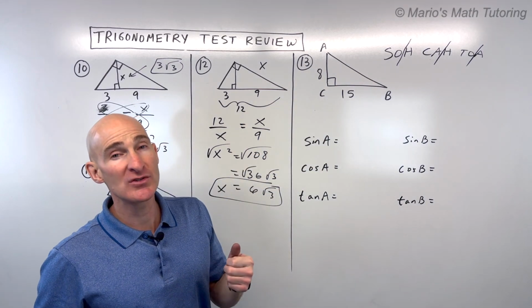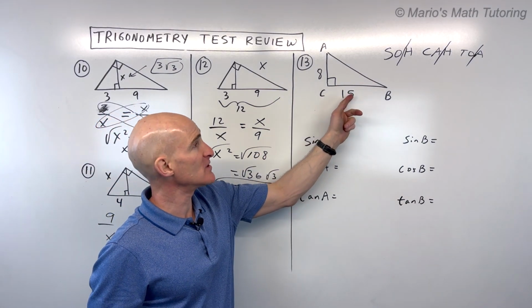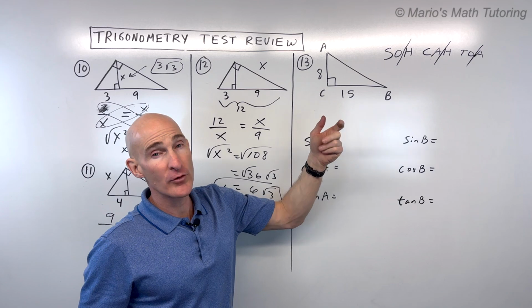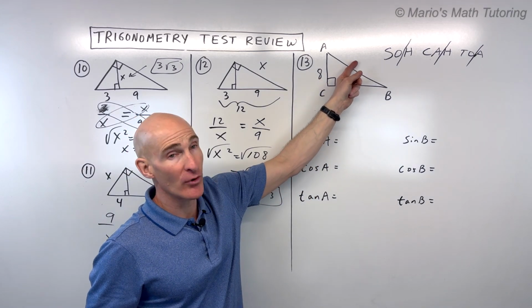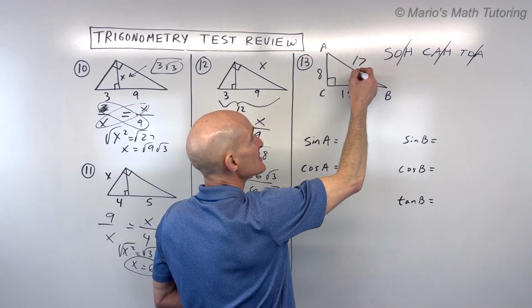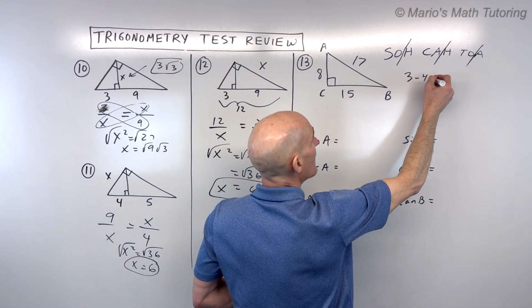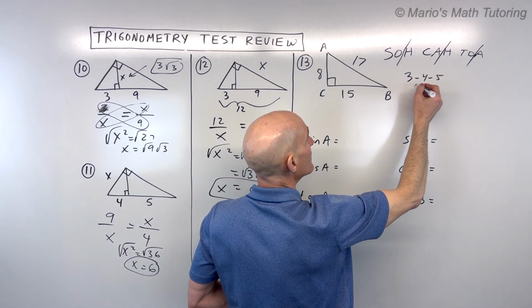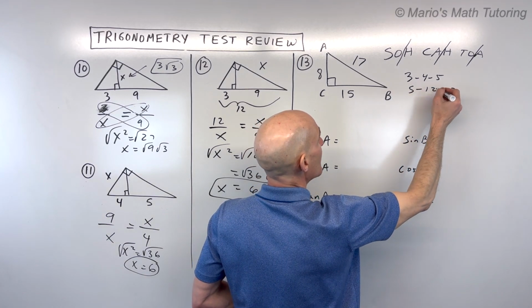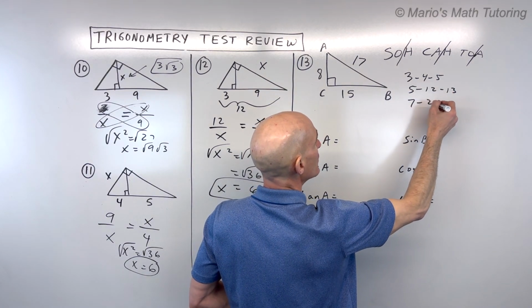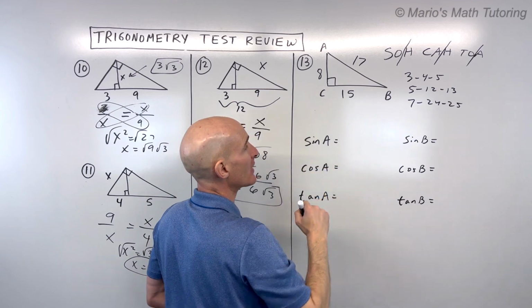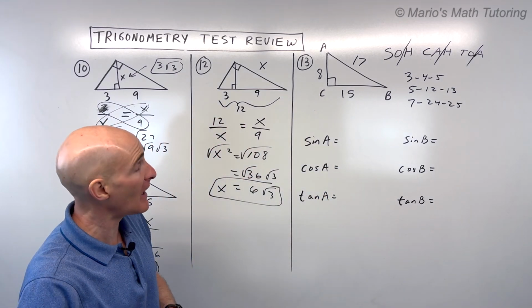We can do that by using the Pythagorean Theorem, a squared plus b squared equals c squared. Or if you recognize this as a Pythagorean triple, 8, 15, 17. So you might want to refresh on your Pythagorean triples. 3, 4, 5 is a common one, or multiples of that. 5, 12, 13 is a common one, or multiples. 7, 24, 25. And this one here, 8, 15, 17. Those come up a lot.